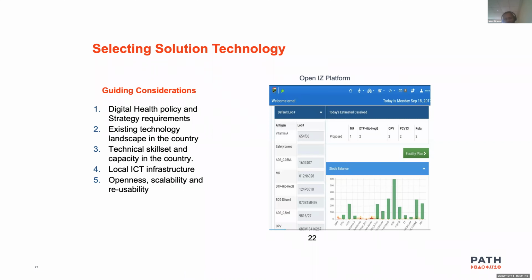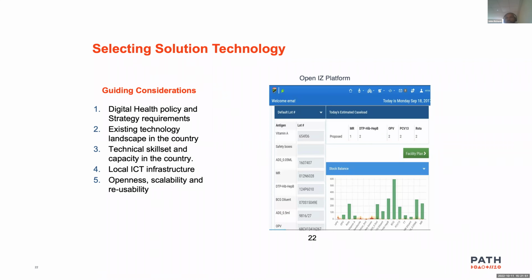And the other thing we also looked at, based on the digital health strategy, is that their strategy really highlights that they need solutions that can bring freedom to the country, so that they can always keep on supporting. So there was an openness. We were also looking at the scalability and reusability of the solutions. So these are the guiding considerations.